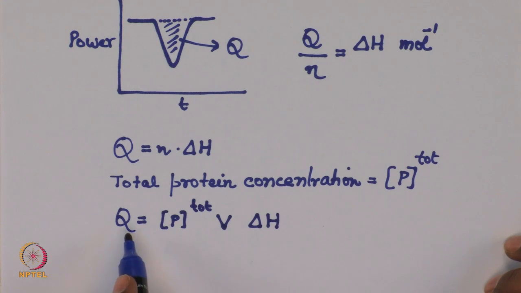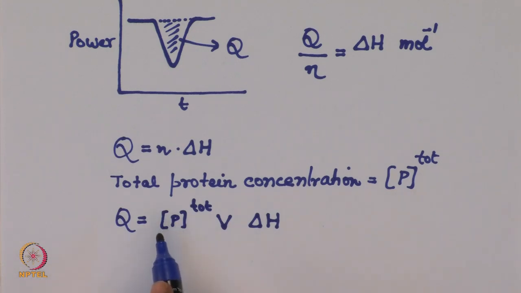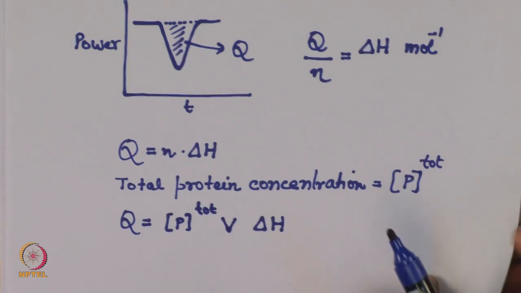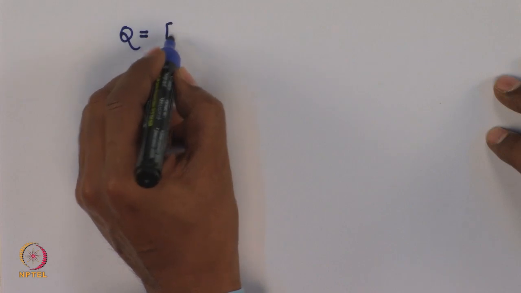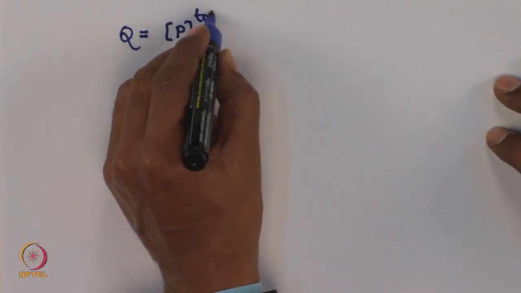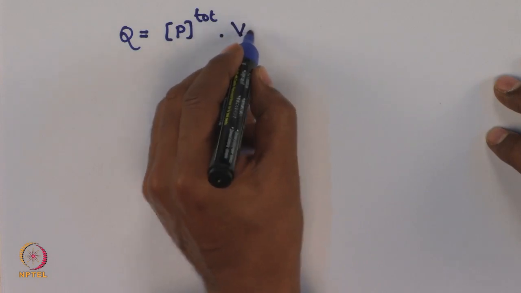This is the connection between the heat change, or whatever is the heat absorbed or liberated. It is the total concentration of the product formed, which is also equal to the total concentration of the enzyme reacted, if it is 1:1 binding, times volume times delta H. Now, let me extend this discussion further. What we have derived is Q is equal to P total times volume times delta H.